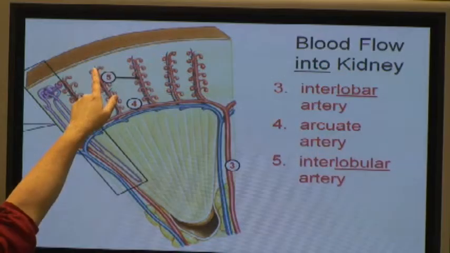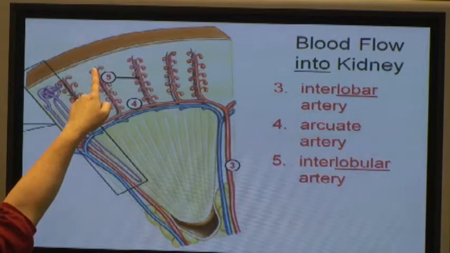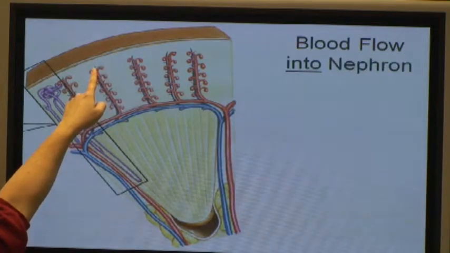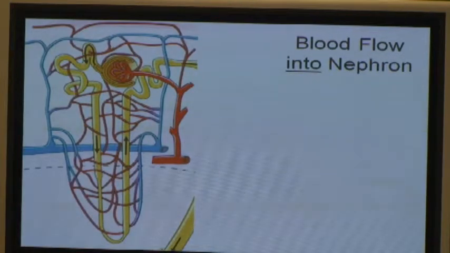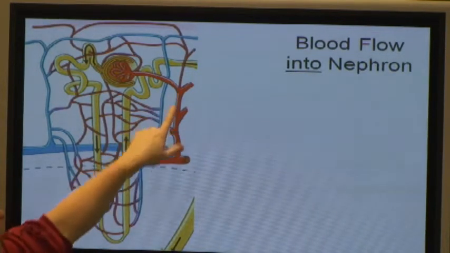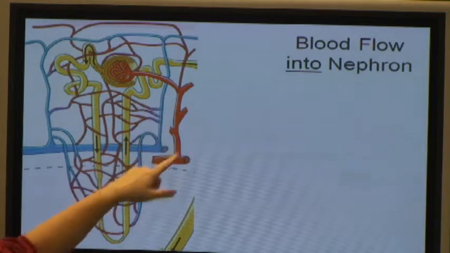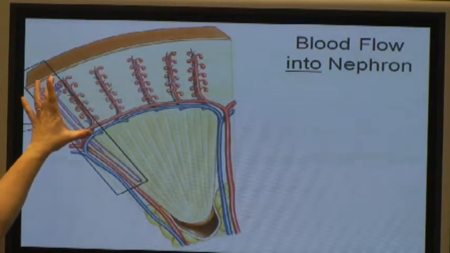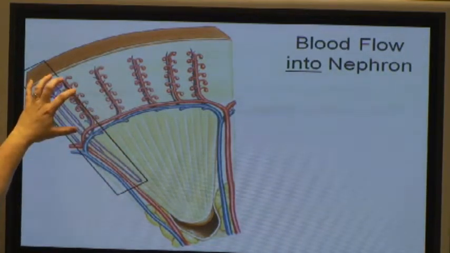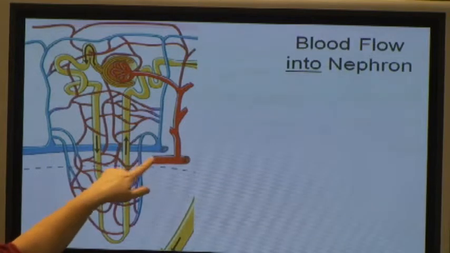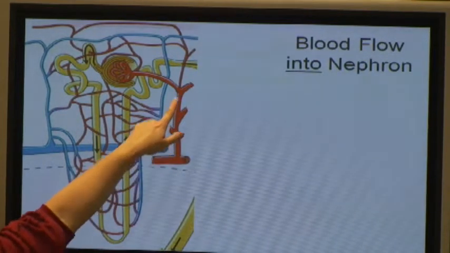Those little tiny things in there, well, they're the glomeruli. Okay. All right. Now, if we take this and blow it up, this is still the interlobular artery. That part right there. This whole section. Okay. So that would still be the arcuate. This would be the interlobular.